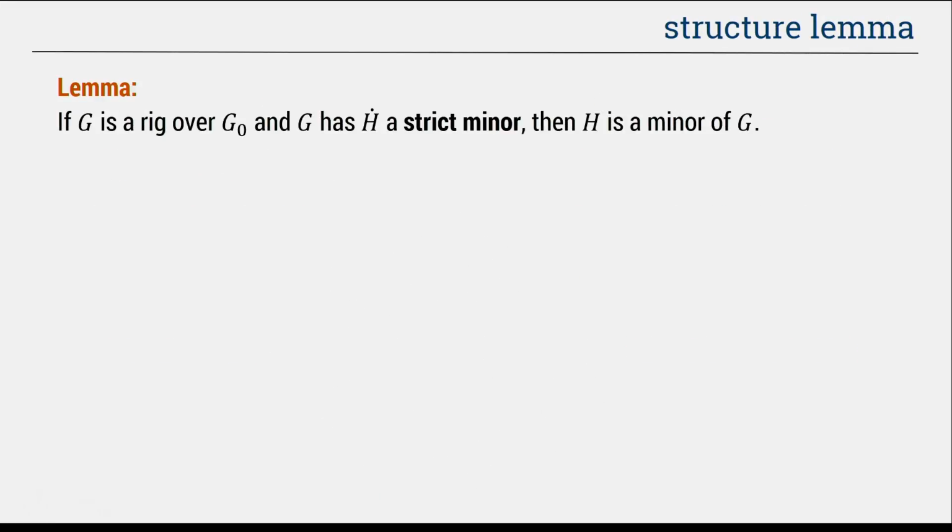So this is the penultimate slide. Here's the fact we use: if G is a region intersection graph over G naught, and G has a strict H dot minor. Okay, so H dot is a subdivision of every edge of H. I'll tell you in a second what a strict minor is. Then H is a minor of G.